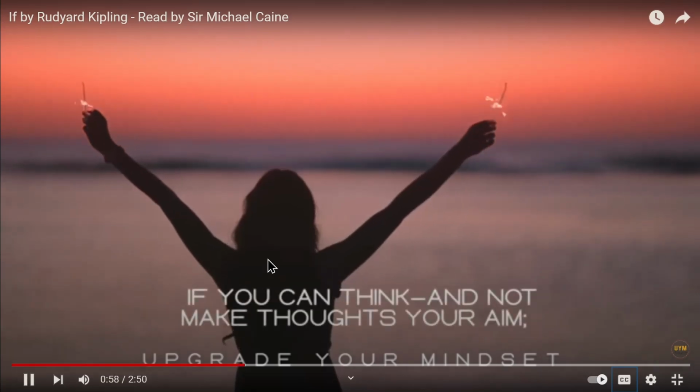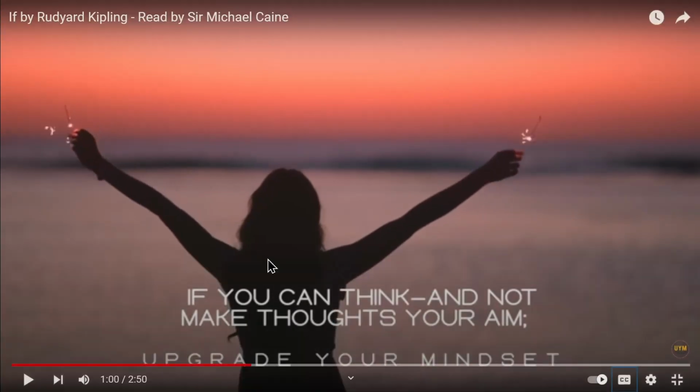If you can think and not make thoughts your aim. This is very good. I like this one very much. If you can think, okay, you think, but you don't make thoughts your aim. Aim is your goal. Remember aim? Aim is your goal, what you want to do. So you think, but not just for the sake of thinking. Thinking is not your goal. Do you understand? Thinking is not your aim.